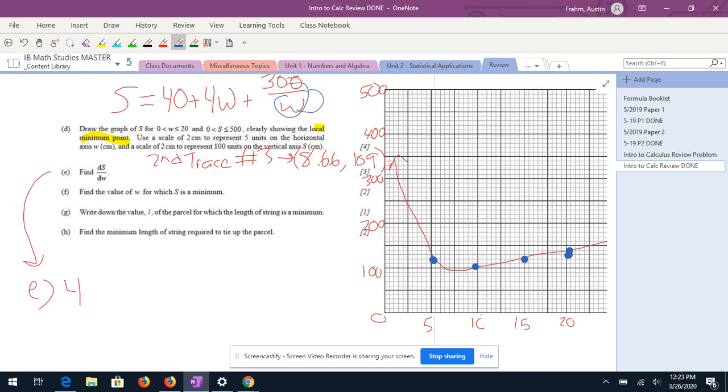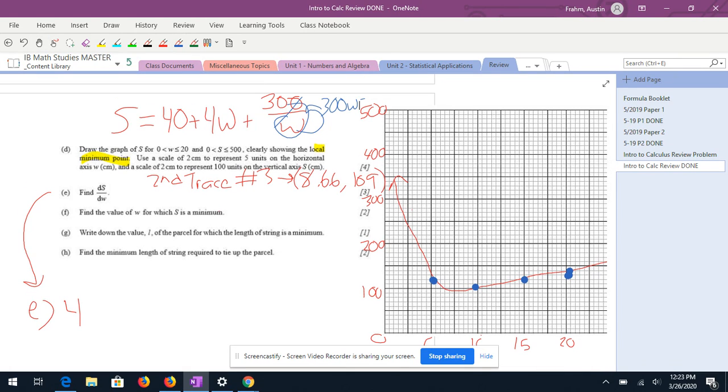We need to move w to the top. And when we do that, the exponent becomes negative. So it becomes 300w to the negative first. And if we take the derivative of that, we would get minus 300w to the negative second. So that would be ds over dw, or the derivative.